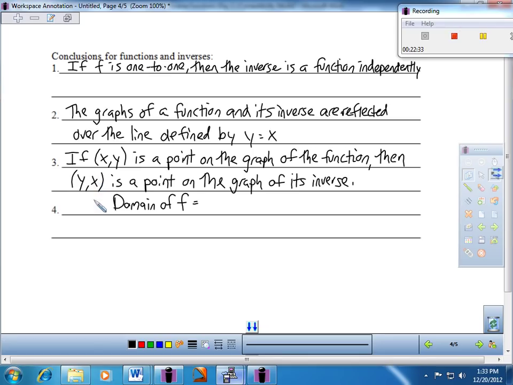And so as a result, everyone, the domain of a function is the exact same as the range of the inverse.